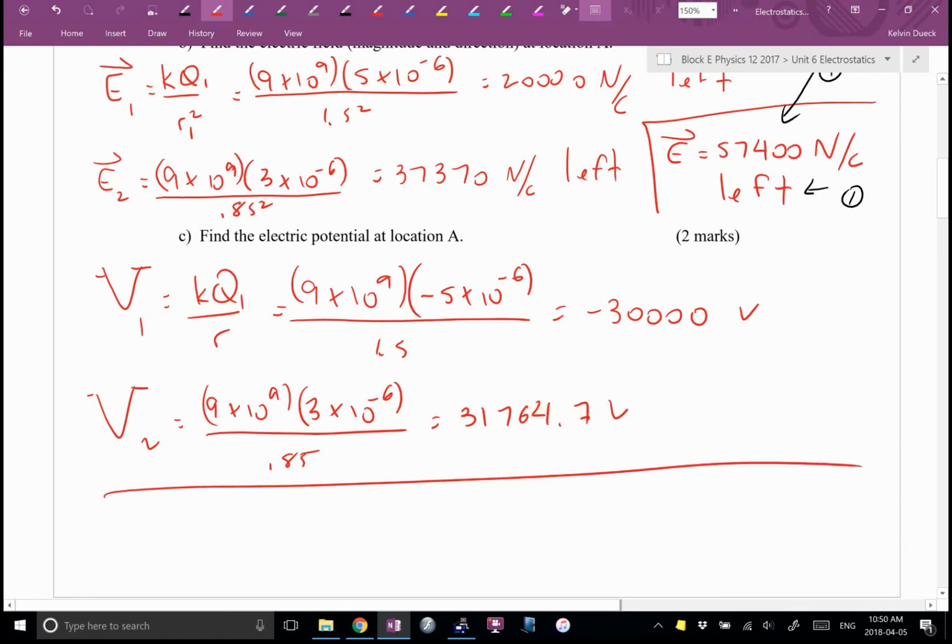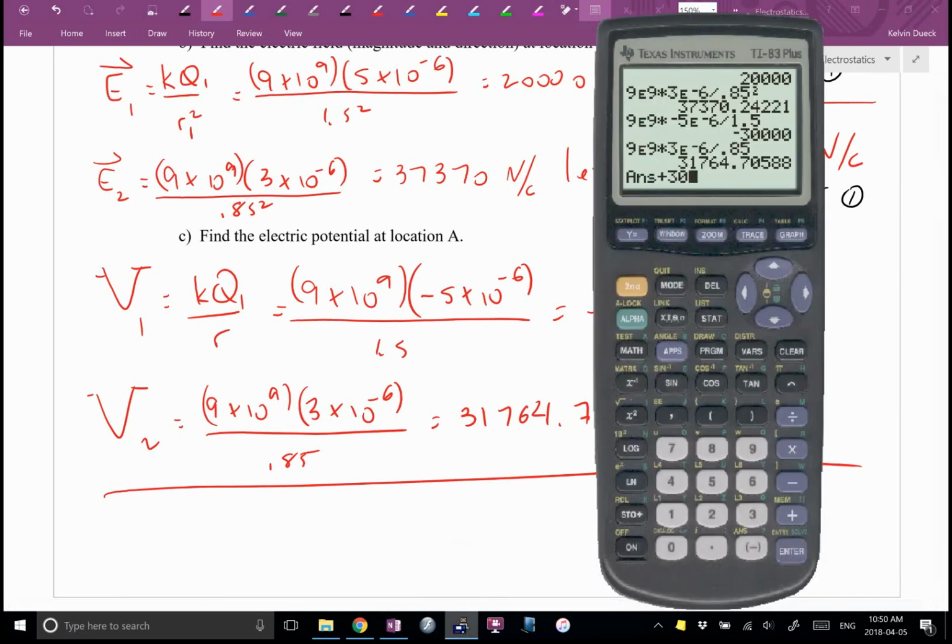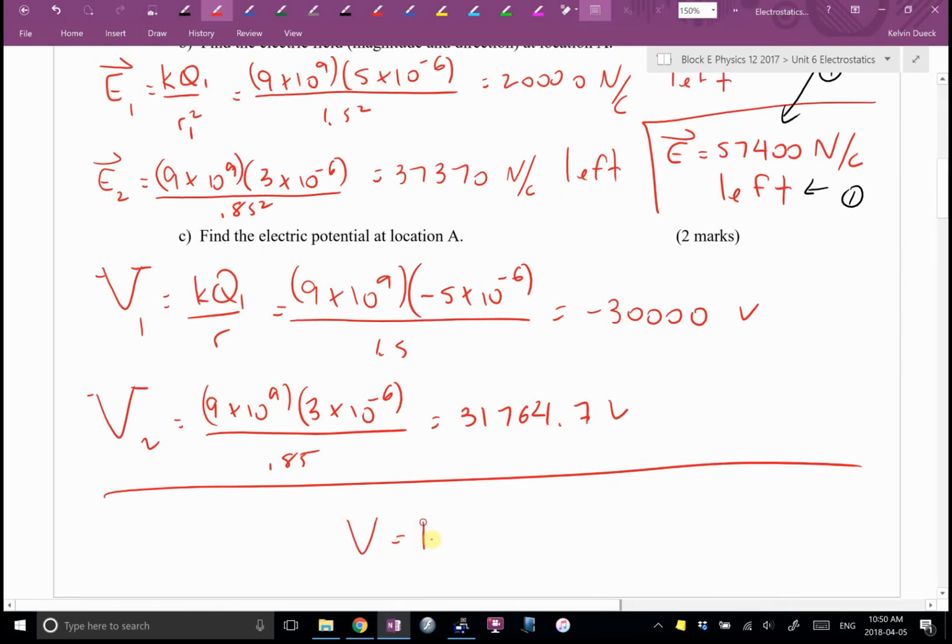How do I add these? Tip to tail? Nope. Just add them. I mean, really, I can do this in my head. Oh, not plus 30,000, Mr. Duick. Minus 30,000. It's going to be 1,764 volts. I'll go 1,760 volts. If you got that, 2 out of 2.